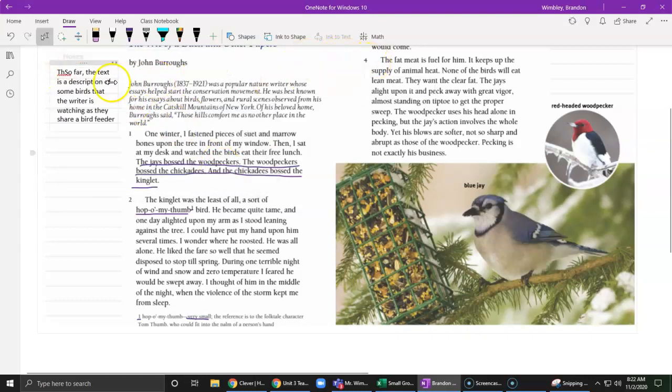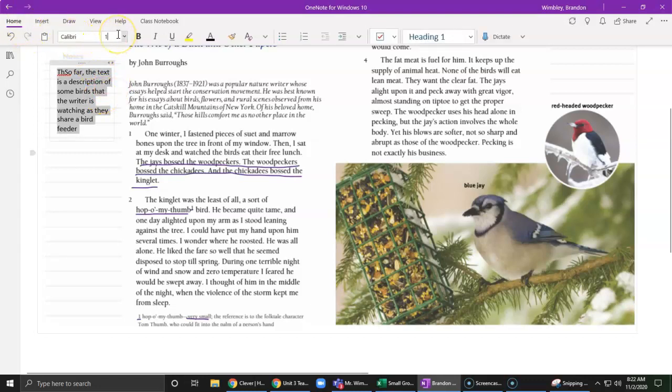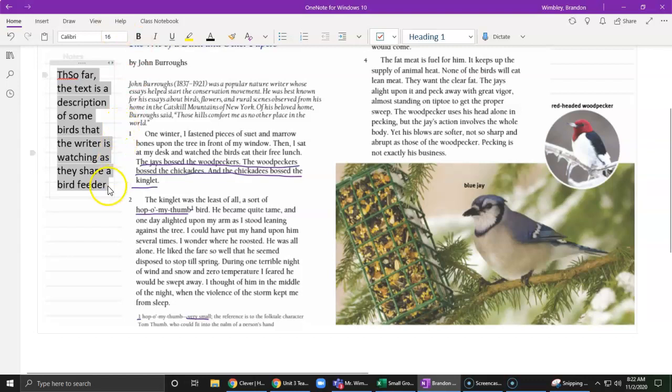I'm going to shrink it and then make it bigger. So as I read this next paragraph on the next page and then the final paragraph, I want to see if I'm learning more information about these birds. Now, what did I see in this paragraph too?